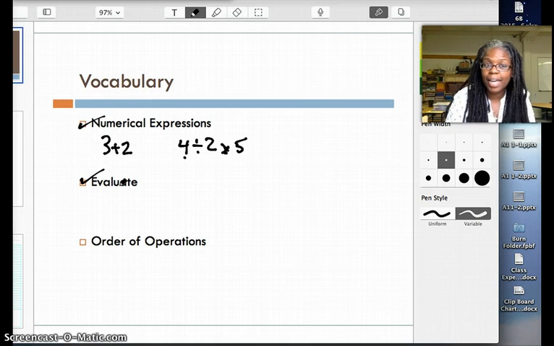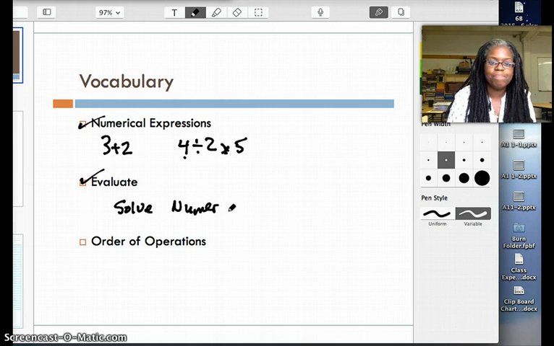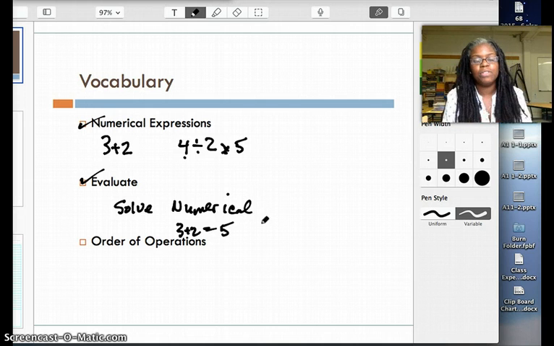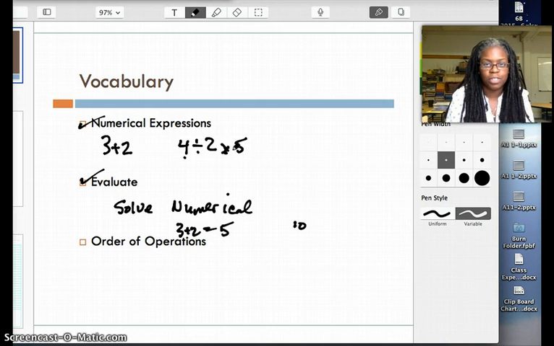To evaluate is basically to solve a numerical expression. So you're looking for a solution to a numerical expression. That would just be me taking 3 plus 2 and figuring out that it is 5, or taking 4 divided by 2 times 5 and getting 10 as a result from that.